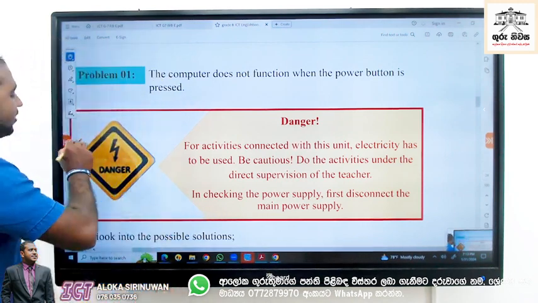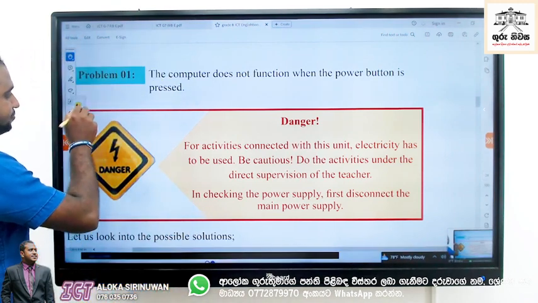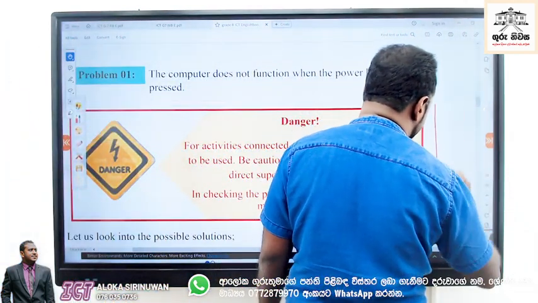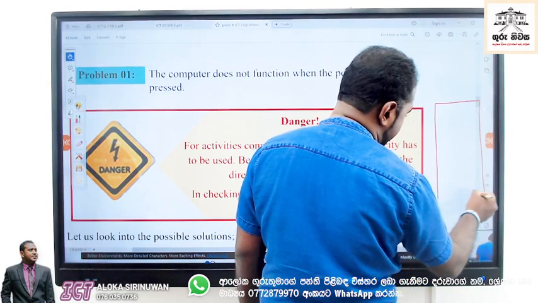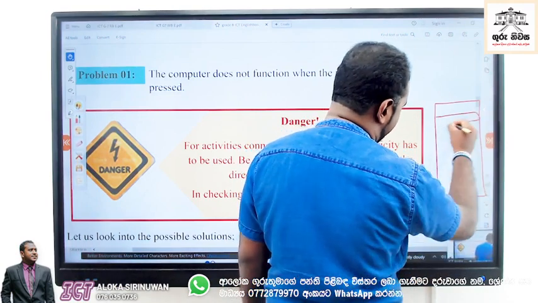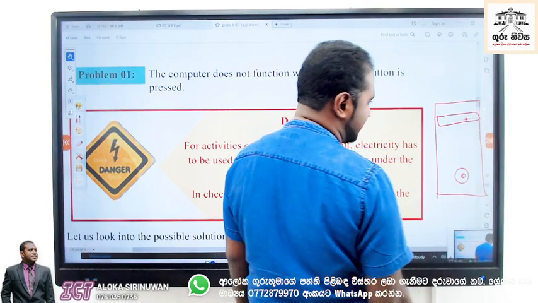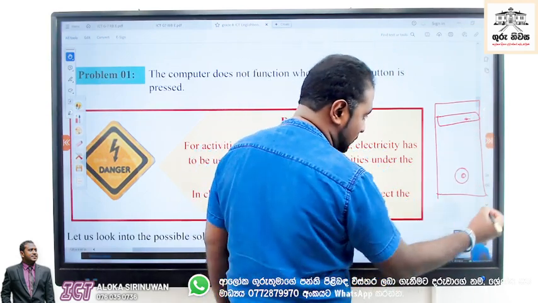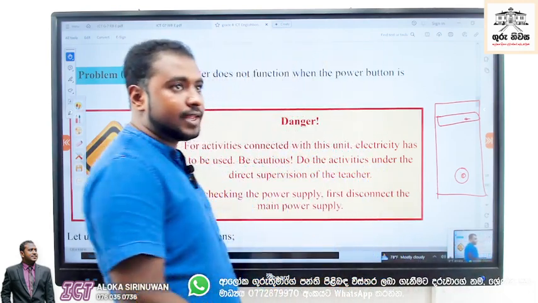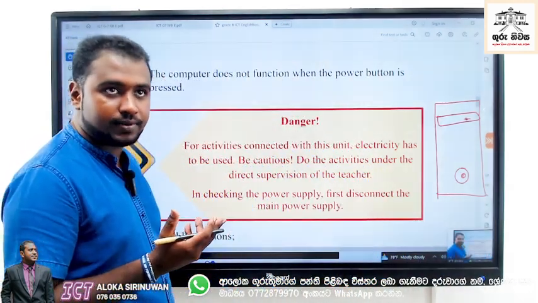Yes, this is your system unit. There is a big button here, and you have a CD-ROM like this. Even though you push this button, your computer will not work. That is your main problem, right?